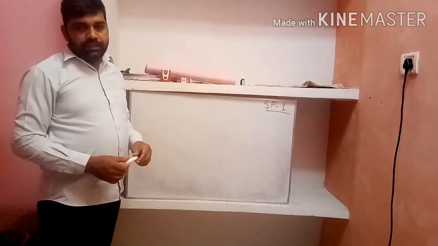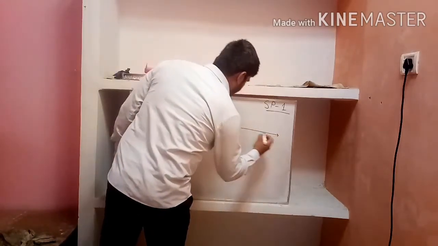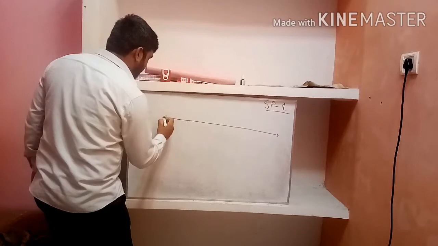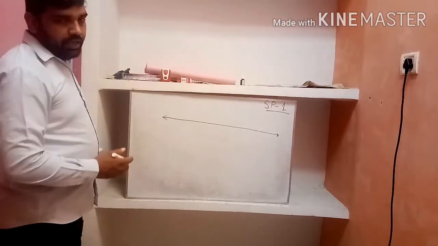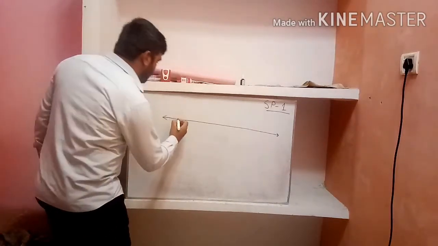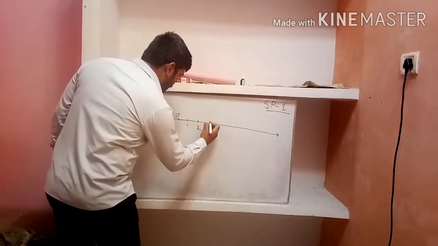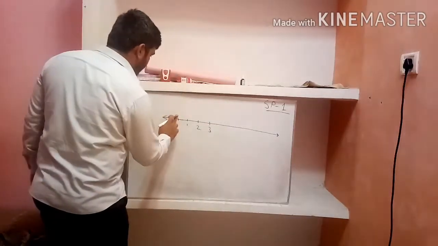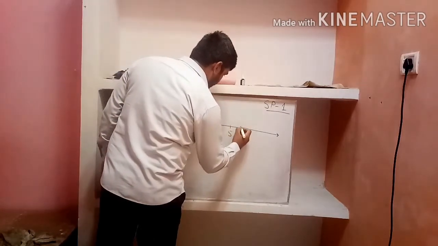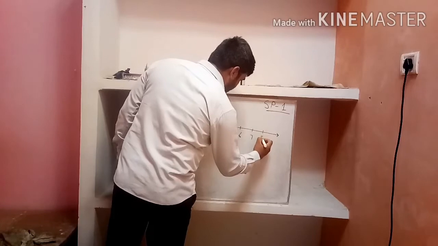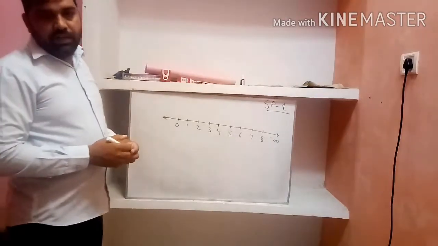numbers on the number line? So see, draw a straight line with arrows extending both sides, left also and right also. And the whole numbers start from 0, 1, 2, 3, 4, 5, 6, 7, 8, and so on till infinity.